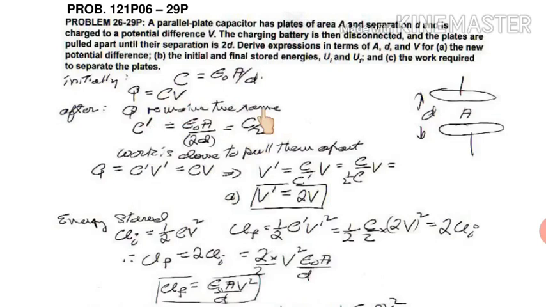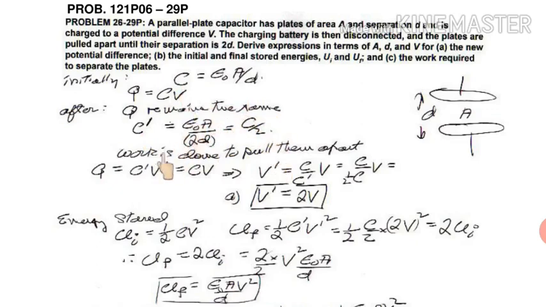Okay, now after disconnecting the battery and after increasing the distance between them, the new capacitance is given by C dash. We will use the same formula, epsilon naught A will remain as it is, but instead of D, this time we will write 2D, because now the separation is 2D. Now in place of epsilon naught A upon D, we can easily write C. So finally what we will have, C dash is equals to C upon 2.